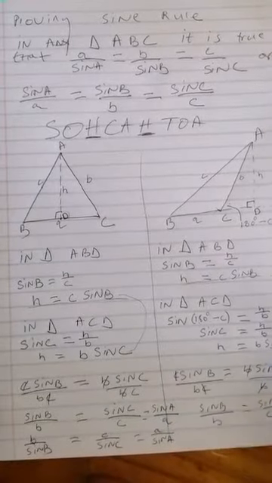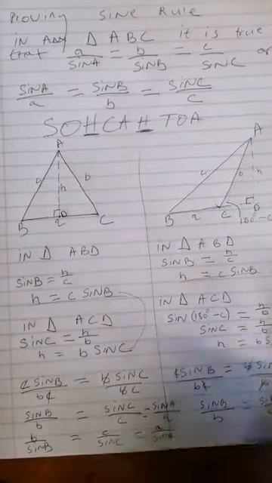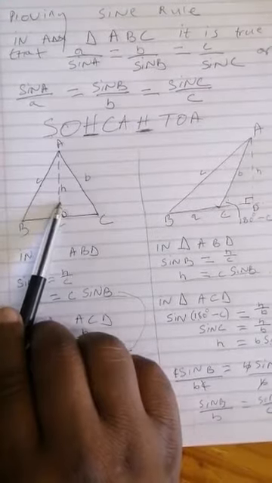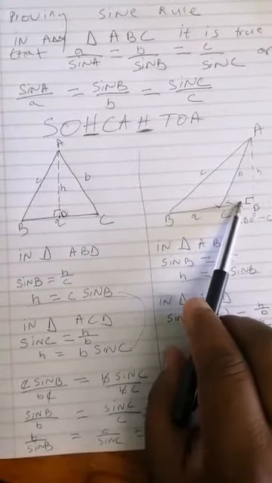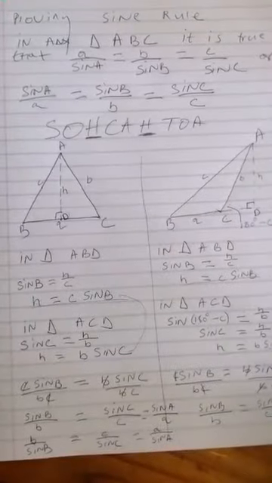So you've got to be able to prove if you are given an acute angled triangle, and also if you are given an obtuse angled triangle.